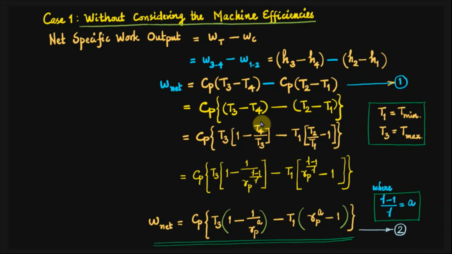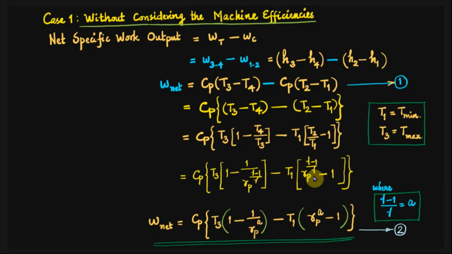Remember, T3 by T4 is Rp raised to gamma minus 1 by gamma. Therefore, T4 by T3 will be 1 by Rp raised to gamma minus 1 by gamma. And also T2 by T1 is equal to Rp raised to gamma minus 1 by gamma. So simply replace T4 by T3 and T2 by T1 by the corresponding expressions in terms of the pressure ratio Rp. So what you can get is Cp into [T3 into (1 minus 1 by Rp raised to gamma minus 1 by gamma) minus T1 into (Rp raised to gamma minus 1 by gamma minus 1)].